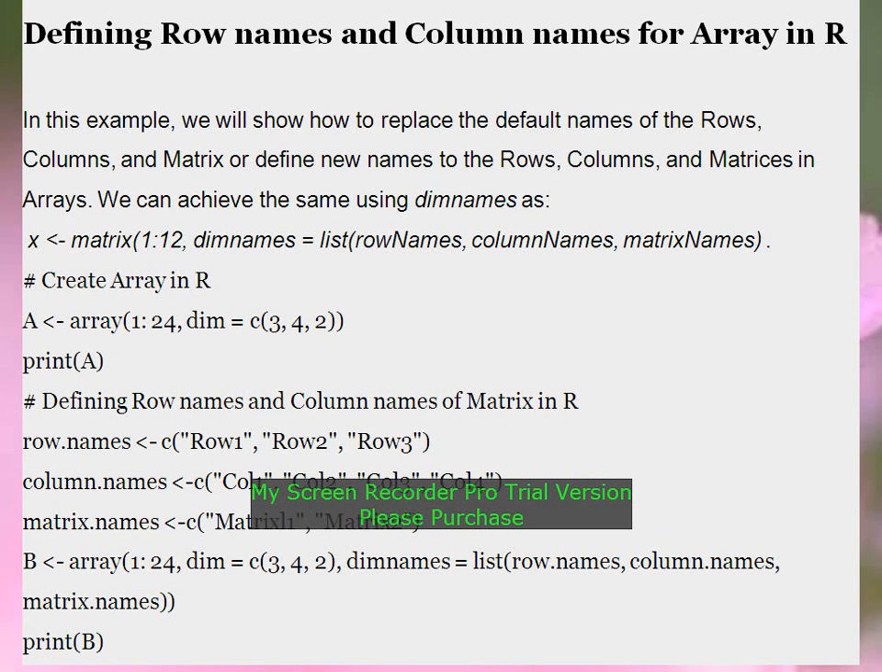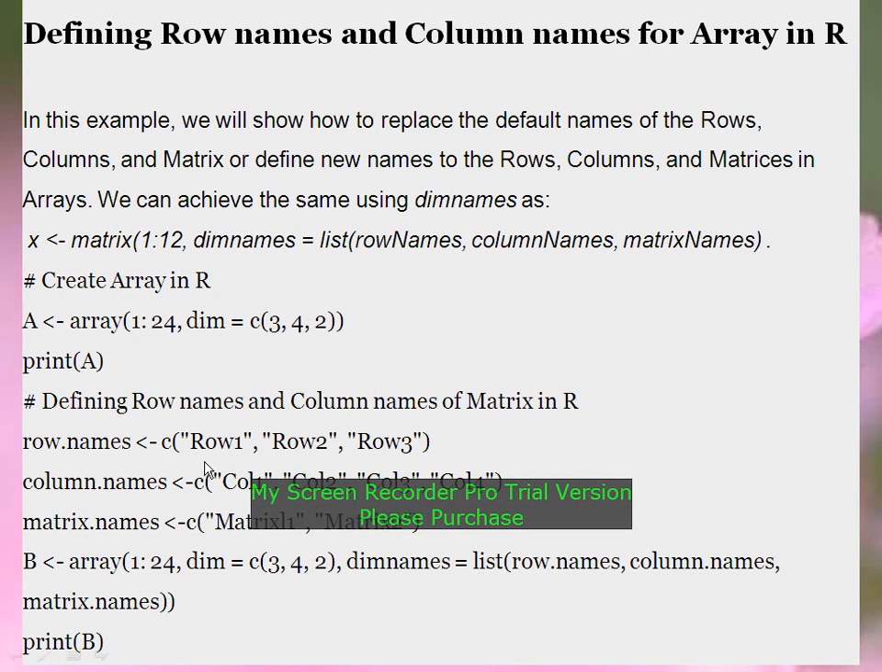Here you can see X is a matrix of 1 to 12, with dimnames equal to a list of row names and column names. Here we are creating the previous one only: 1 to 24, dimensions 3, 4, 2, and print. Again, this is the default 1, 2, which are the indexes for the row names and column names. But here I want to change those indexes with row names and column names.